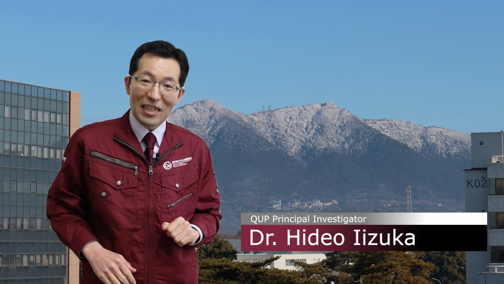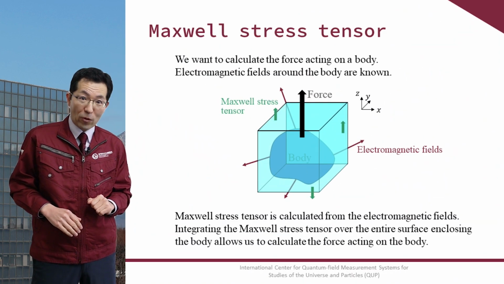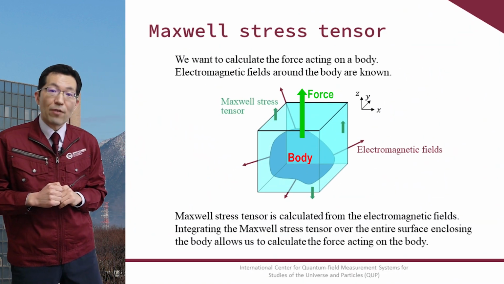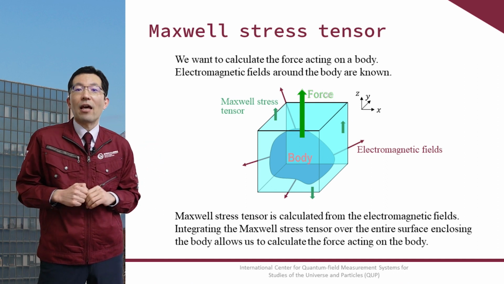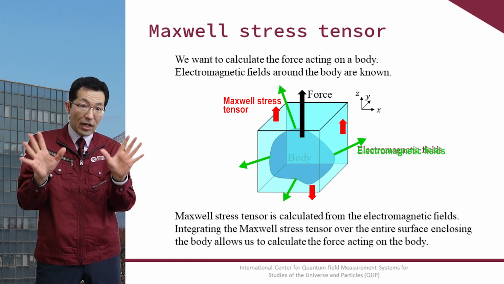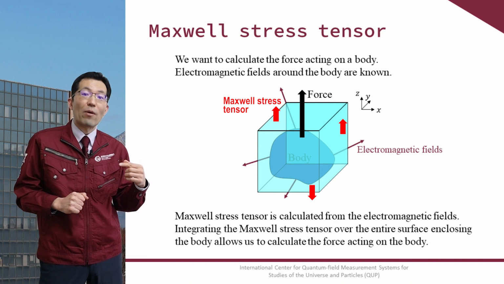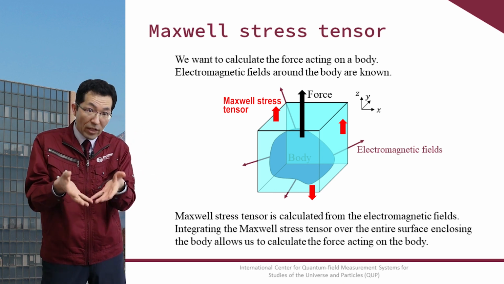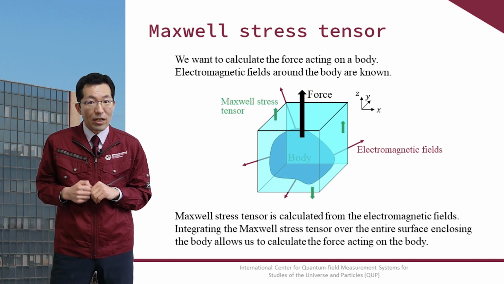Hi everyone, in this video I'd like to show the Maxwell stress tensor. We want to calculate the force acting on the body, and we assume that electromagnetic fields around the body are known. Then the Maxwell stress tensor is calculated from the electromagnetic fields. Then integrating the Maxwell stress tensor over the surface enclosing the body allows us to calculate the force acting on the body. I hope it is clear.